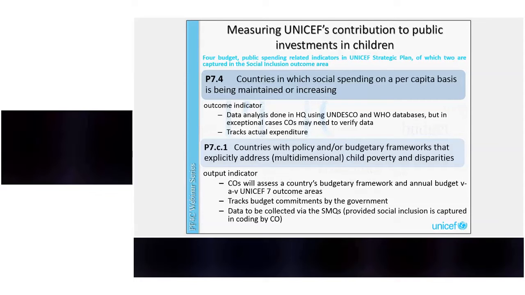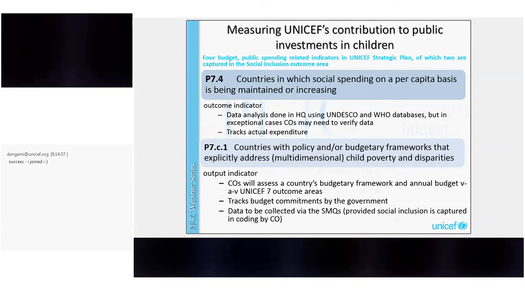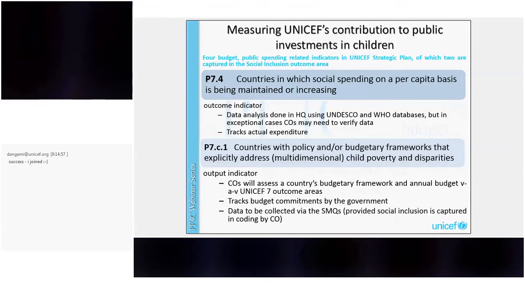Now, the first one on this slide is P7.4, countries in which social spending on a per capita basis is being maintained or increasing. Now, that's an outcome indicator, and the good news for all of you is that the data analysis will predominantly be done in headquarters based on UNESCO and WHO databases. However, in some cases, country offices may need to verify the data, so we're going to run over how you do that. Now, P7.4 tracks actual expenditure. That is what the government really spent. This will become an important key point later.